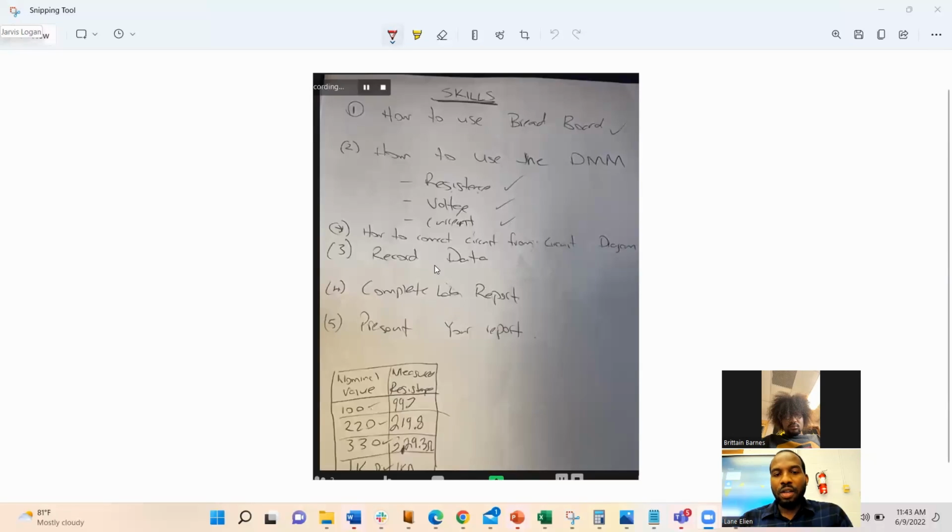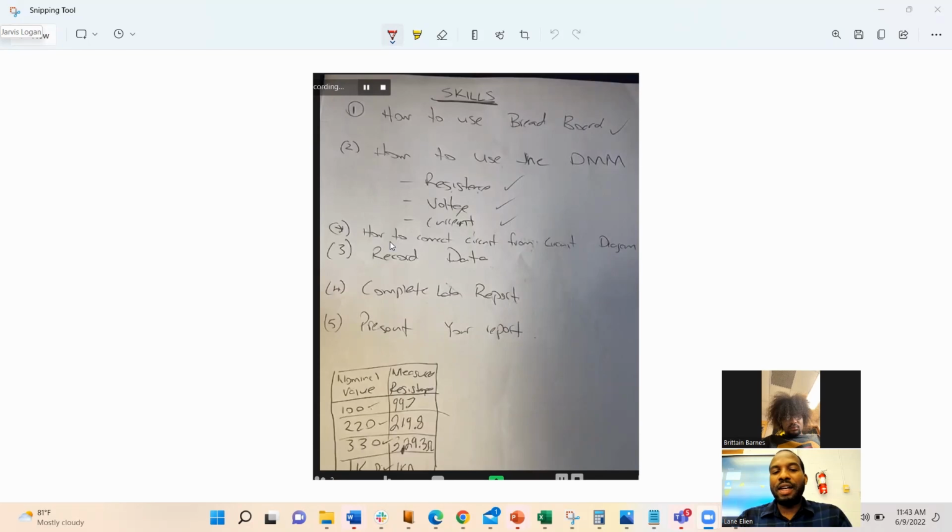The next skill that you should have already learned, or that we need going forward, is how to connect the circuit from a schematic diagram. So if you have a circuit diagram where you have the different symbols, you need to know, okay, how do I connect this circuit? So again, that skill is taking a circuit diagram and taking the components and creating that circuit on the breadboard. That's very important for you to know.